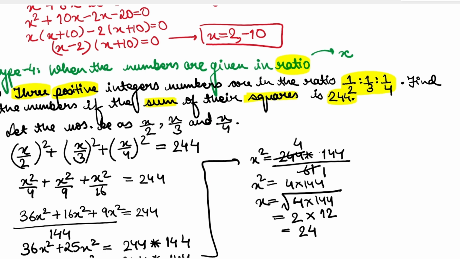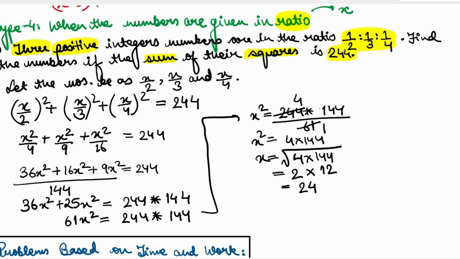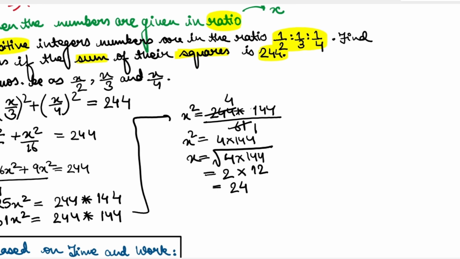Now the solution doesn't end here. The question says you have to find the numbers. These numbers are in ratio. We need to find the actual proper numbers, not fractional values. So in that case, we'll substitute the values.